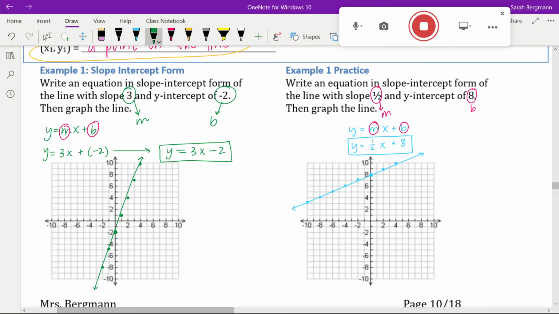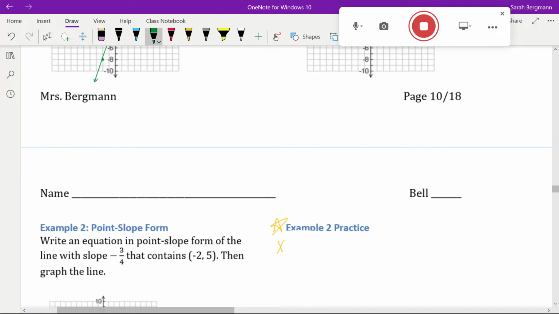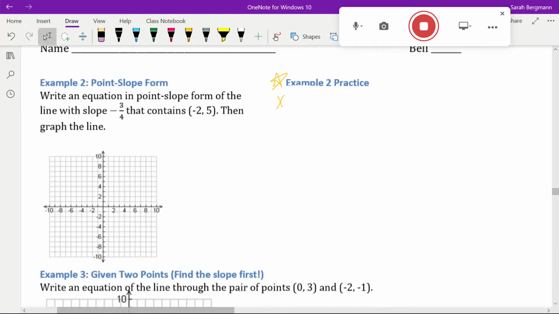Here's the correct answer. Now let's try point-slope form. It says write an equation in the point-slope form for the line with slope negative 3 over 4 that contains negative 2, 5. Then graph the line. So I know that m is negative 3 over 4, x1, y1 is negative 2, 5. So in point-slope form, it's y minus y1 equals m times the quantity x minus x1.